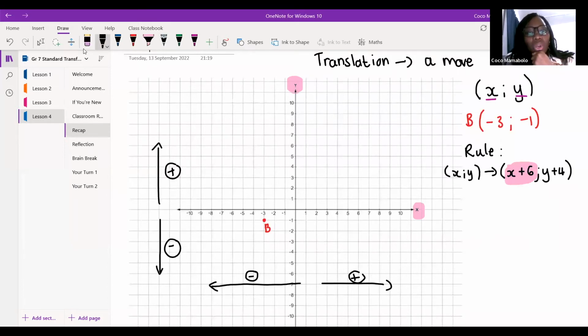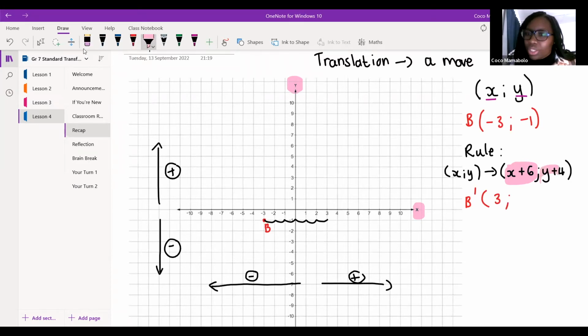We're looking for B prime. Good, you've got it. We're moving to the right. Don't forget to tell me how many times, guys. Well done, Bonolo. 6 times. Good. So I can even count because this X line and this Y line are actually number lines, guys. So I can count 1, 2, 3, 4, 5, 6. Tell me in the chat, what is my new X value? Well done. It's 3.